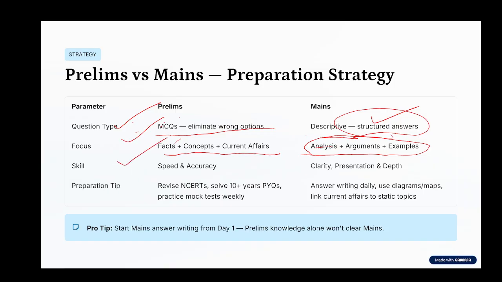Coming to skill, it's speed and accuracy for prelims. For mains you have to get clarity, presentation and depth of analysis. So the tip is, you have to revise NCERTs, solve previous year question papers and practice mock tests. You also have to practice answer writing, use diagrams and maps, and link current affairs to static topics.